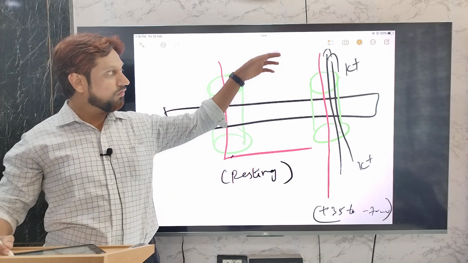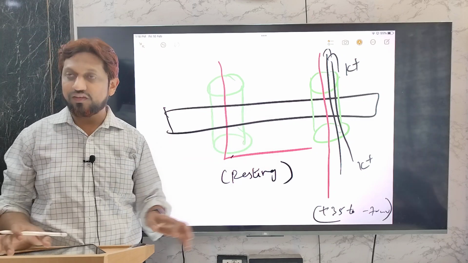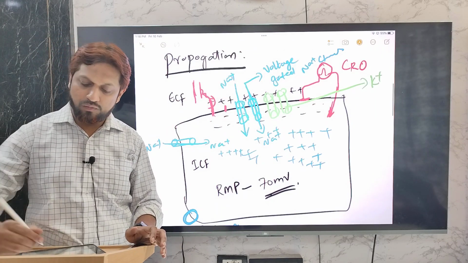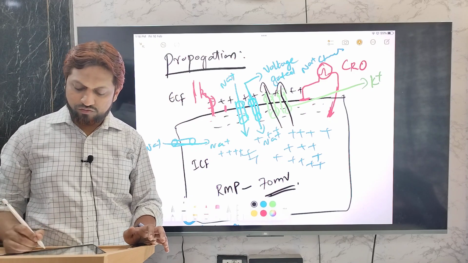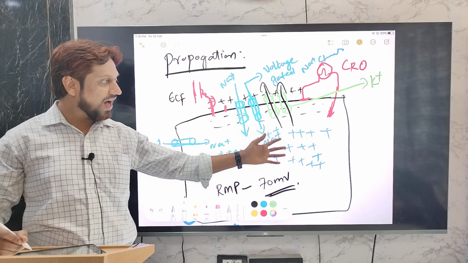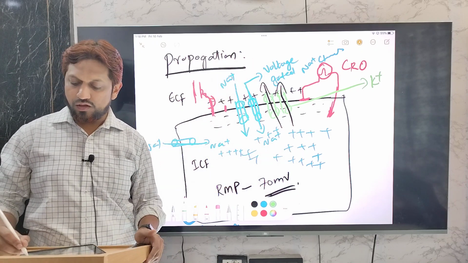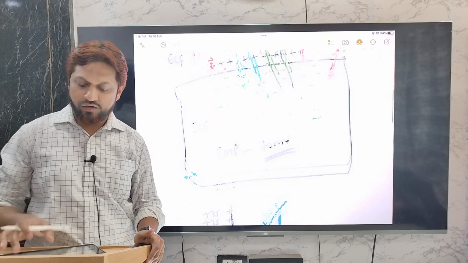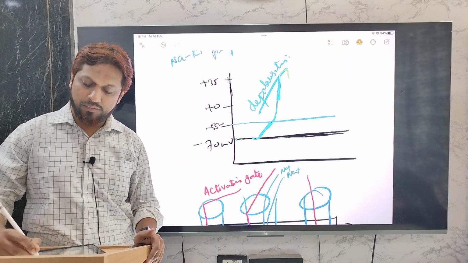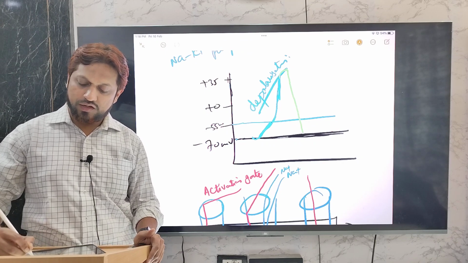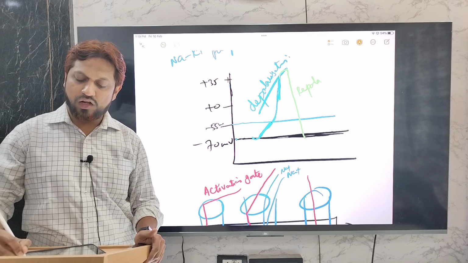Why from inside to outside? Why not from outside to inside? Because the concentration of potassium is higher inside the cell. So the potassium ions will move outside the cell when it is stimulated, and because of that, positive charge is moving outside the cell. So the cell will now tend to become negative, and this negativity causes the membrane potential to reach the resting membrane potential. This phase is called the repolarization phase.